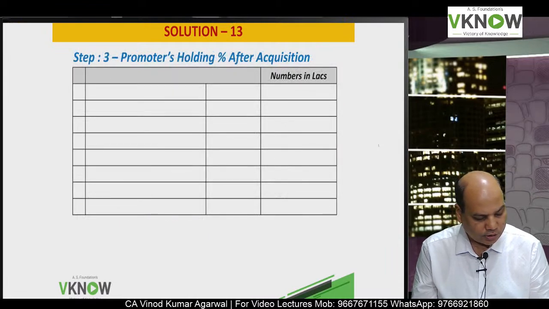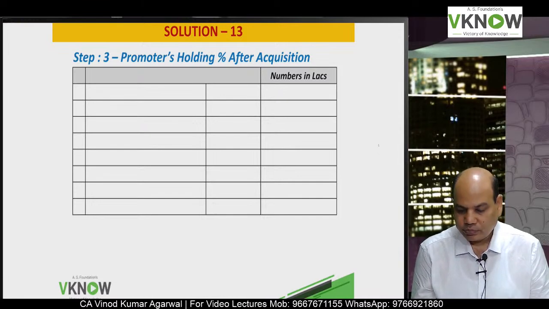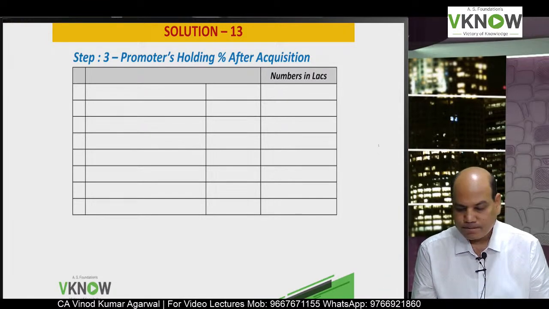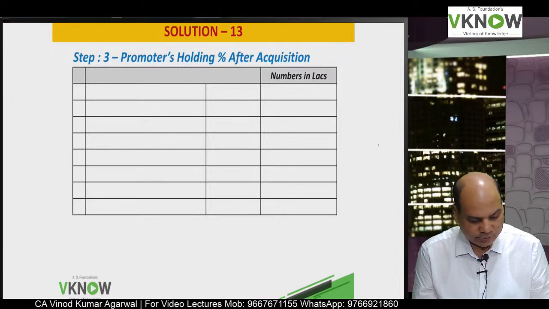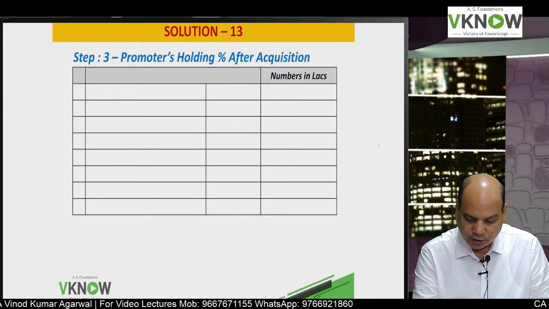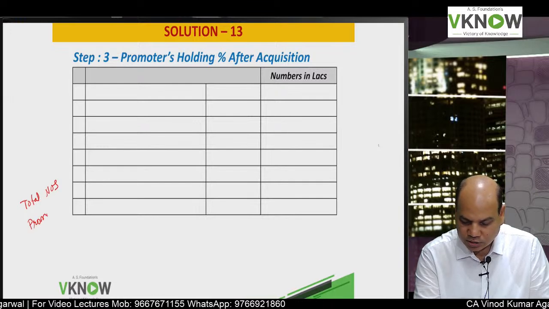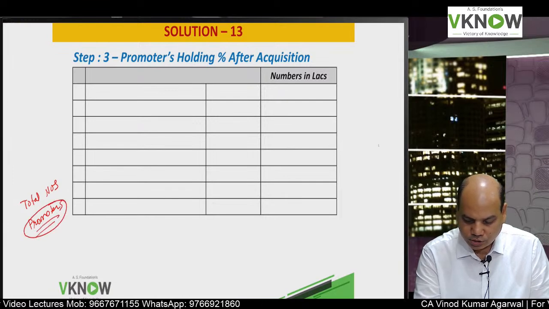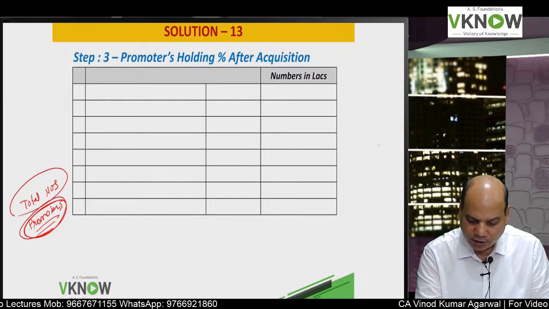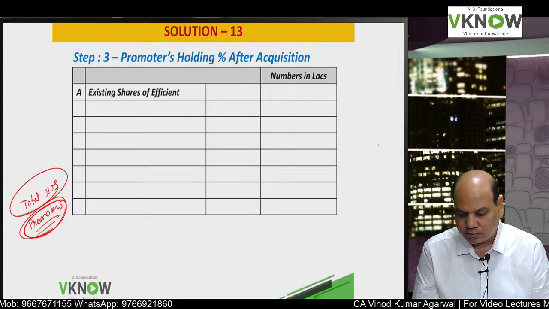Now the next question is, what is promoters holding percentage after acquisition? So write down step 3: promoters holding percentage after acquisition. So I need to find out two things: total number of shares and shares held by promoters after acquisition. Number of shares held by promoter divided by total will give you percentage. Very easy question.